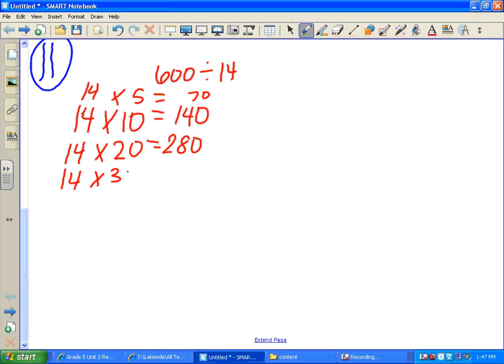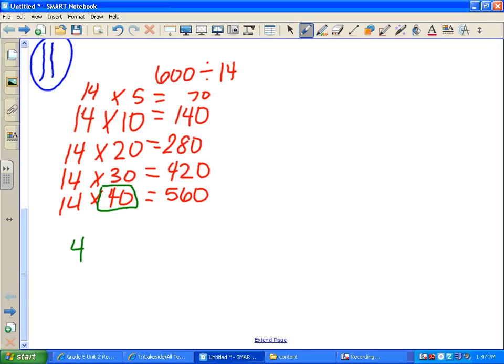14 times 30. 420. Very good. 14 times 40. 560. Ooh, I'm getting really close, don't you think? Let's stop there, and I think that I may be able to use 40. I'm really close to my 600 mark, and I didn't go over. I don't want to go over.